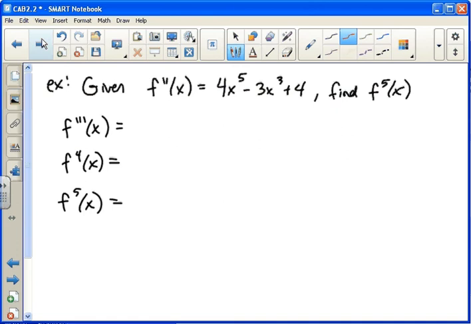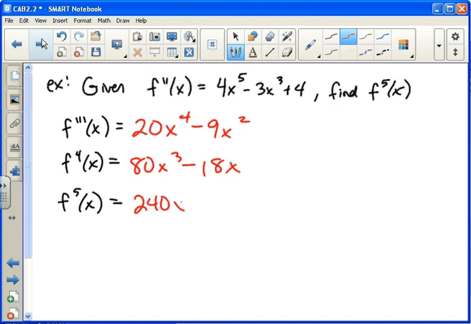So if we're starting with the second derivative, the next one down would be the third derivative. That'll be 20x to the fourth minus 9x squared. Then we take the derivative again and get 80x cubed minus 18x. That's the fourth derivative. Then we take the derivative of that, finally 240x squared minus 18, and we get the fifth derivative.